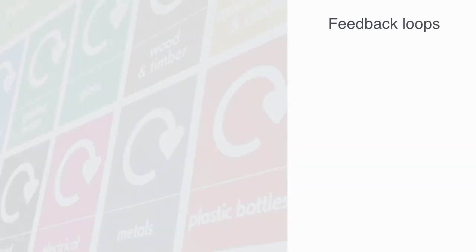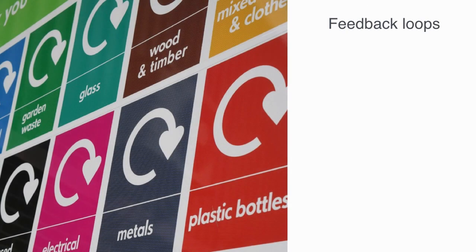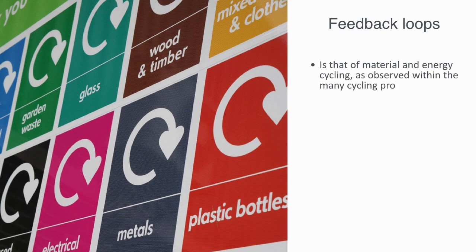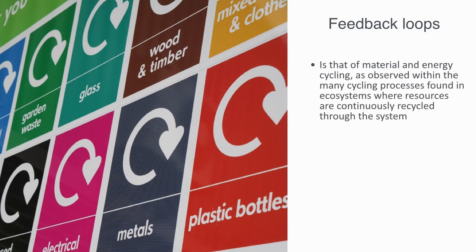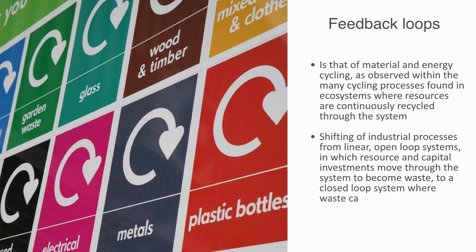Another key idea within industrial ecology is that of material and energy cycling, as observed within the many cycling processes found in ecosystems, where resources are continuously cycled through the system. Industrial ecology is very much concerned with the shifting of industrial processes from linear, open-loop systems in which resources and capital investment move through the system to become waste, to a closed-loop system where waste can become inputs for new processes based on a natural paradigm, claiming that an industrial ecosystem may behave in a similar way to the natural ecosystem wherein everything gets recycled.